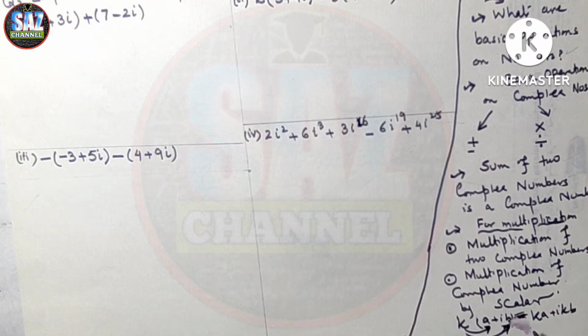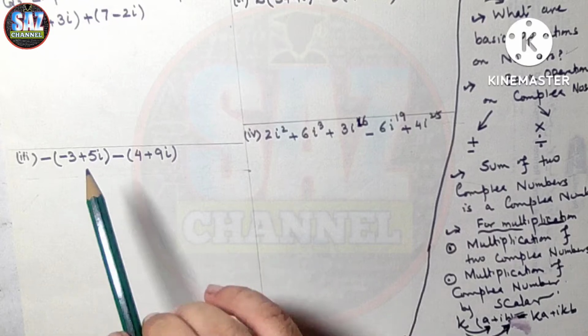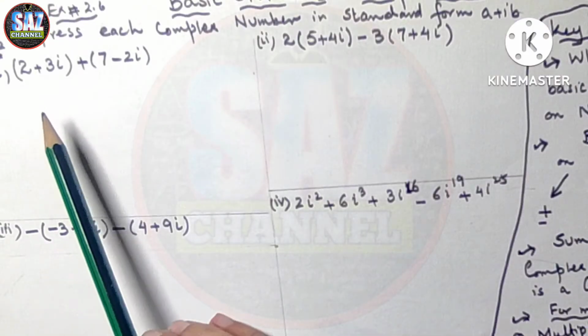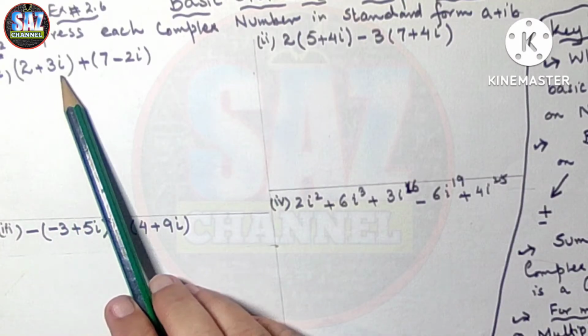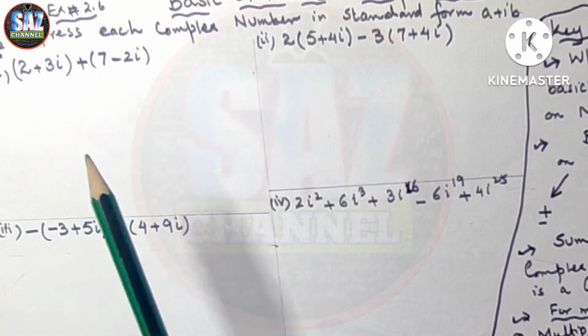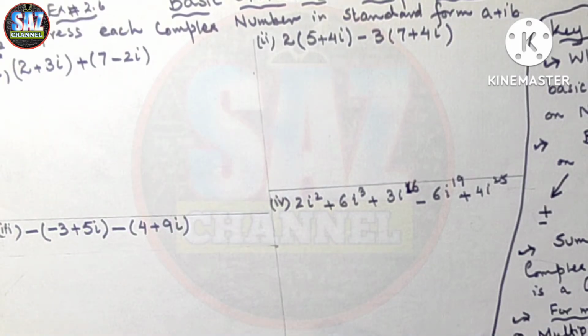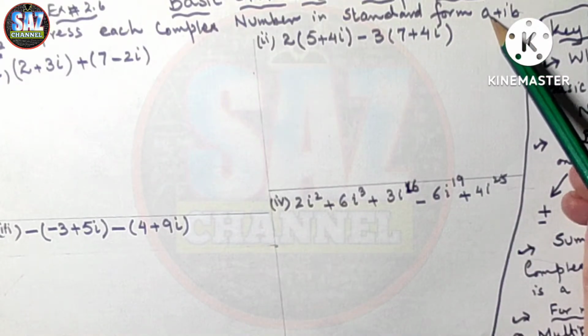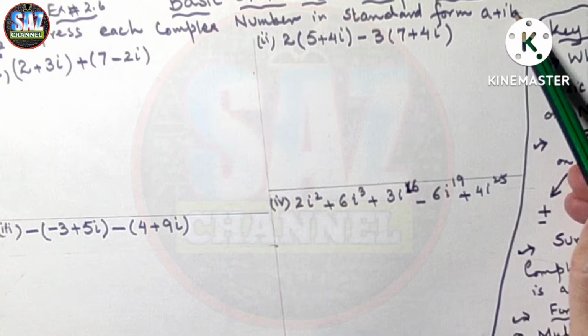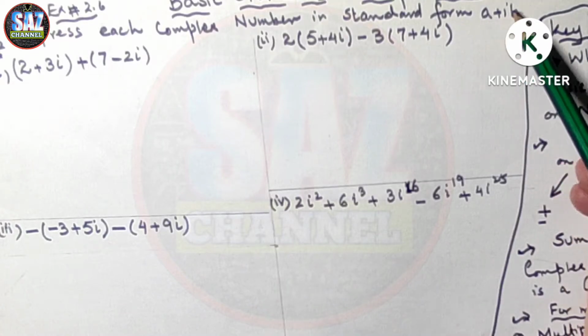So let's move to the first part of the question, and the first part of the question is 2 plus 3 iota plus 7 minus 2 iota, and we need to write the given question in the form of a standard complex number. And when we talk about the standard complex number, every standard complex number has to be expressed in the form a plus iota b, where a is the real part and b is the imaginary part.